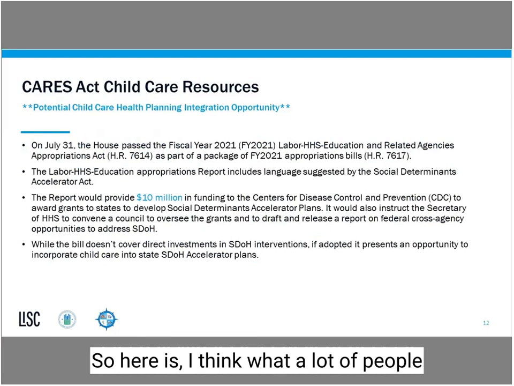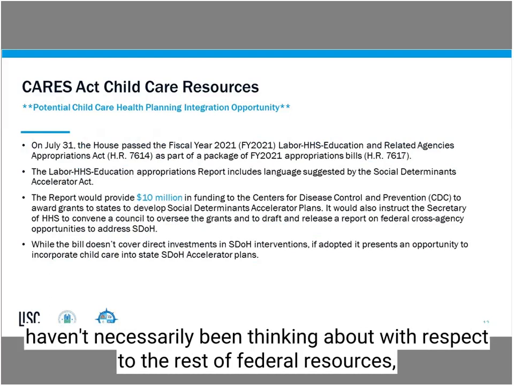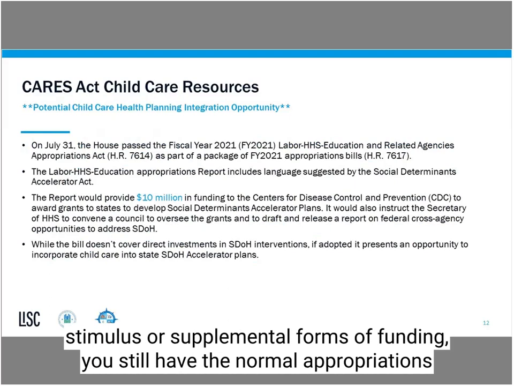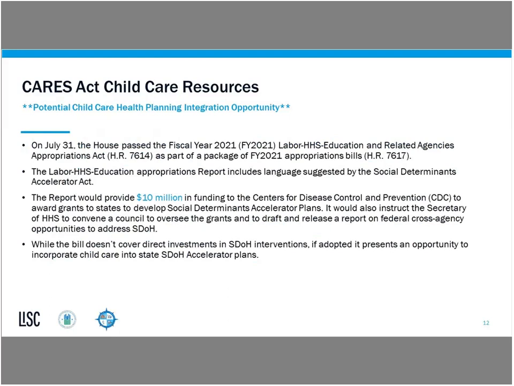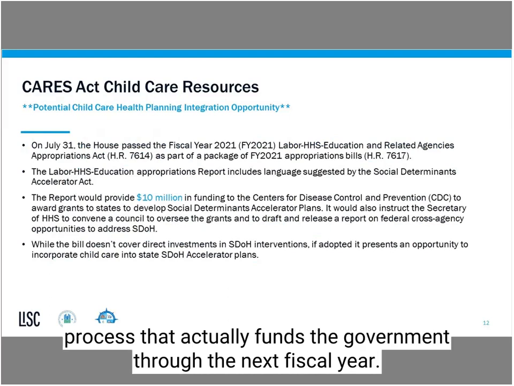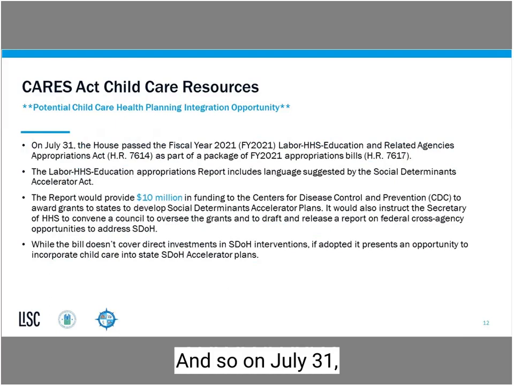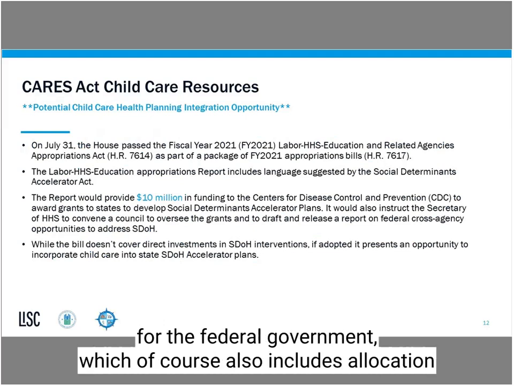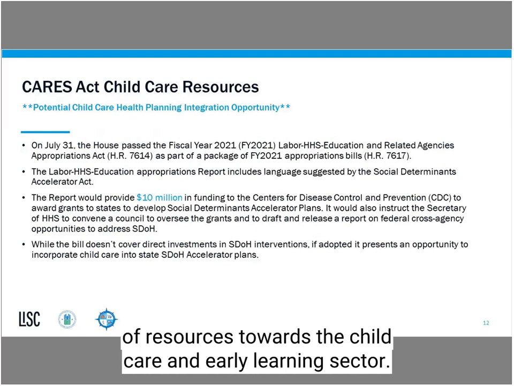So here is, I think, what a lot of people haven't necessarily been thinking about with respect to directed federal resources. In addition to pandemic response dollars that have come out as either, quote-unquote, stimulus or supplemental forms of funding, you still have the normal appropriations process that funds the government through the next fiscal year. And so on July 31st, we're still in negotiations for the next fiscal year of funding for the federal government, which of course also includes the allocation of resources towards the child care and early learning sector.